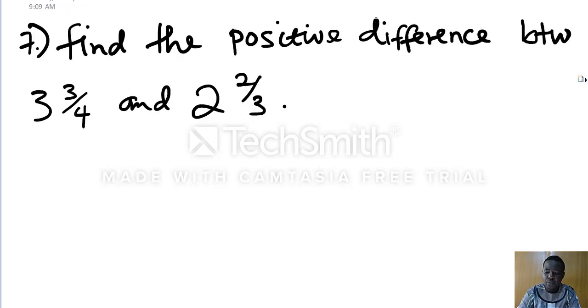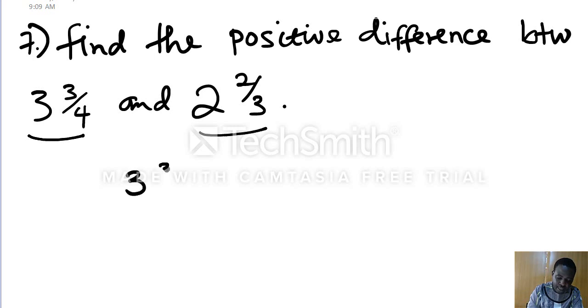Next says we should find the positive difference between 3 3/4 and 2 2/3. This has to do with fractions, of which I know most students are scared. But I'm going to show you how to simplify that. The positive difference is the larger number minus the smaller number. So it's going to be this minus this, because 3 3/4 is greater than 2 2/3.